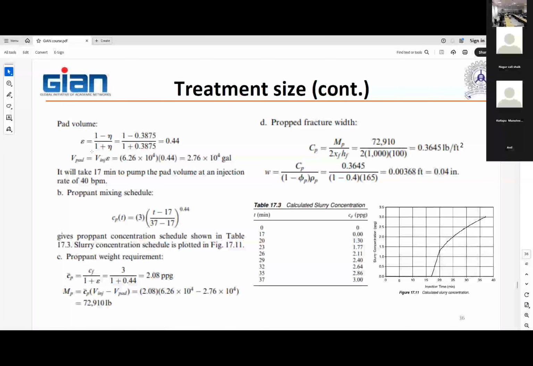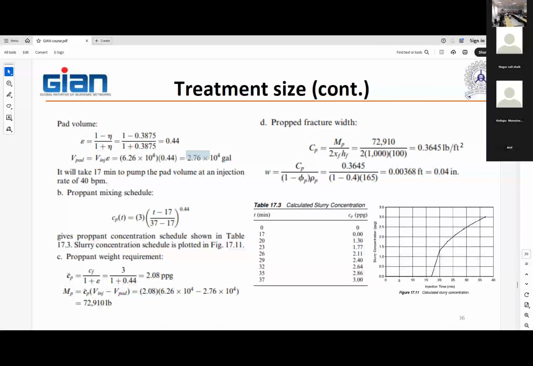V injection we already calculated in the previous step. Epsilon we know now, so this is 0.44. If you multiply this, you get 2.76 times 10 to the 4 gallon. Okay, this means this is the amount of fluid you will pump as pad, and the rest of the fluid you will pump as slurry.